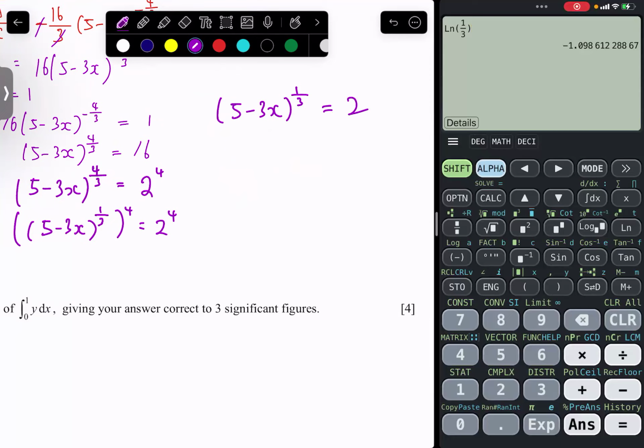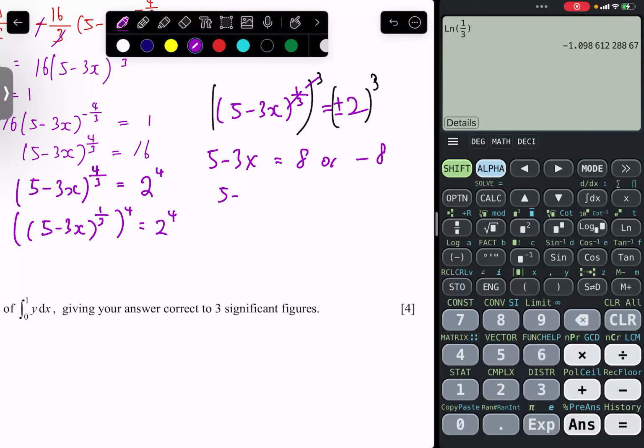Now not just 2, it's actually plus minus 2, because when you take away the root of power 4, there's always a positive and a negative side. Now cube both sides. If I cube both sides, I will get 5 minus 3x alone, because the 1/3 and the cube will cancel off, equals 8 or -8.